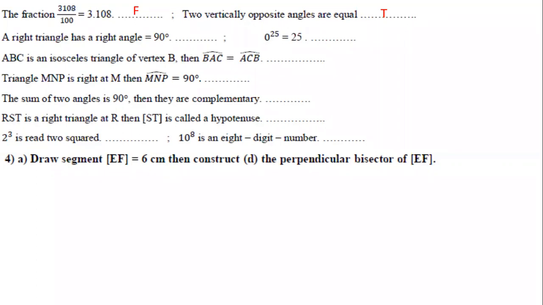Zein. Miss, a right triangle has a right angle equal to 90 degrees. True or false? True. Bravo, true. Yalla, Lamar.